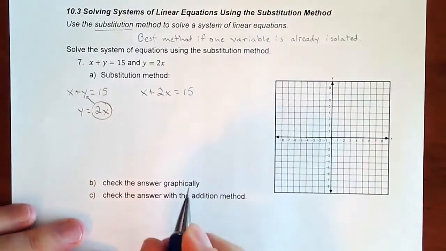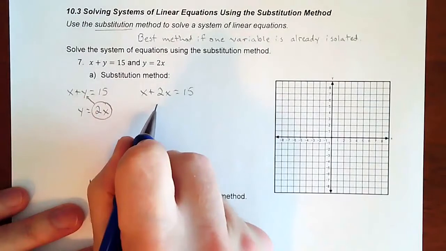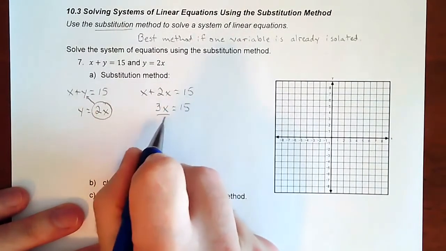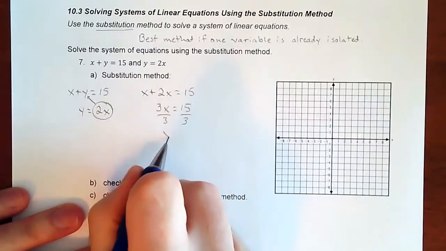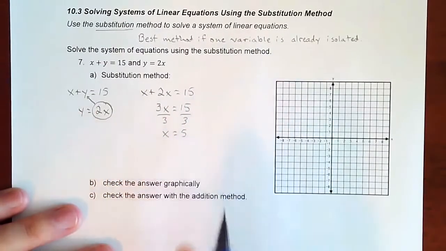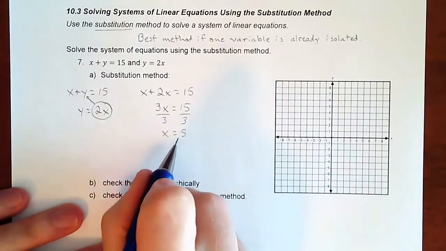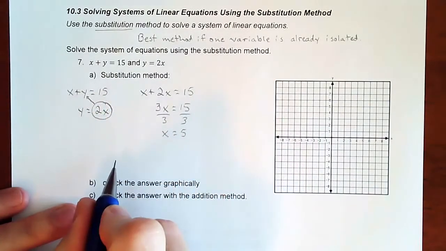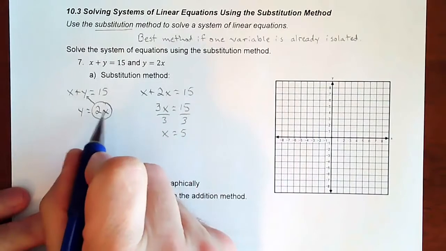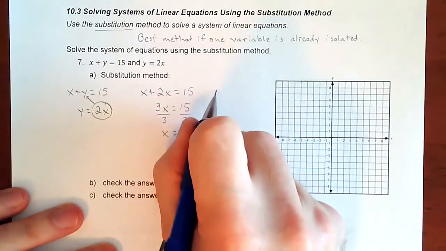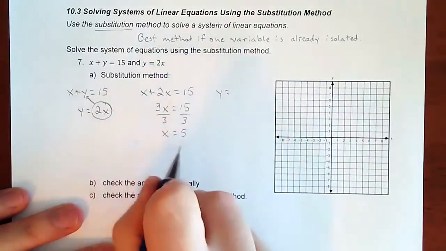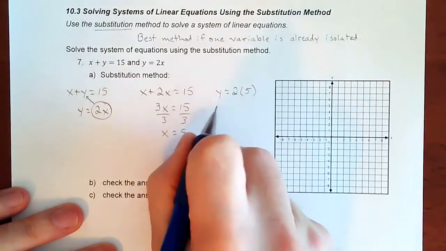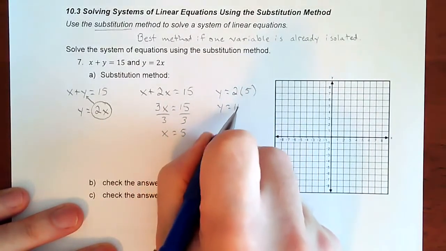And now we have a very straightforward equation that we can solve. We put x plus 2x together, which makes 3x equals 15. We divide by 3, and x is going to equal 5. Then, just like any other equation, once you know the x value, you can plug it into either of these two equations to figure out the y value. I'm going to plug it into that one since the y is already by itself. So y is going to equal 2 times the x value that we just found. So you're going to do another substitution, and y is going to equal 10.